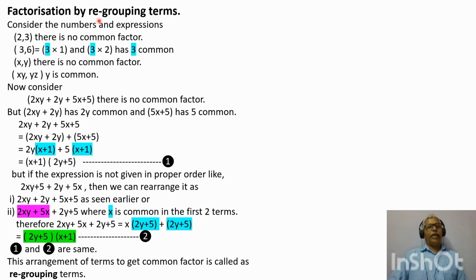Factorization by regrouping terms. Go through it, try to study this. This is a very important aspect in the factorization topic. So we start with very simple examples. Consider the numbers and expressions as 2, 3 in one bracket. There is no common factor in this group.